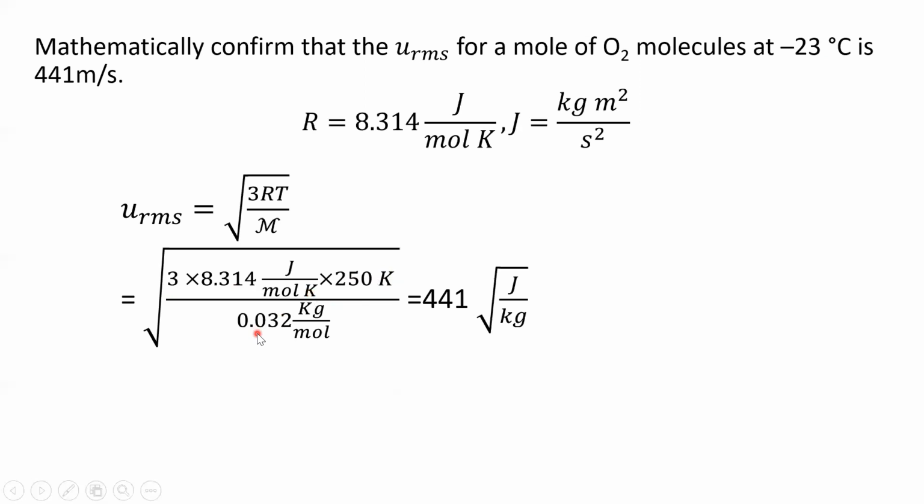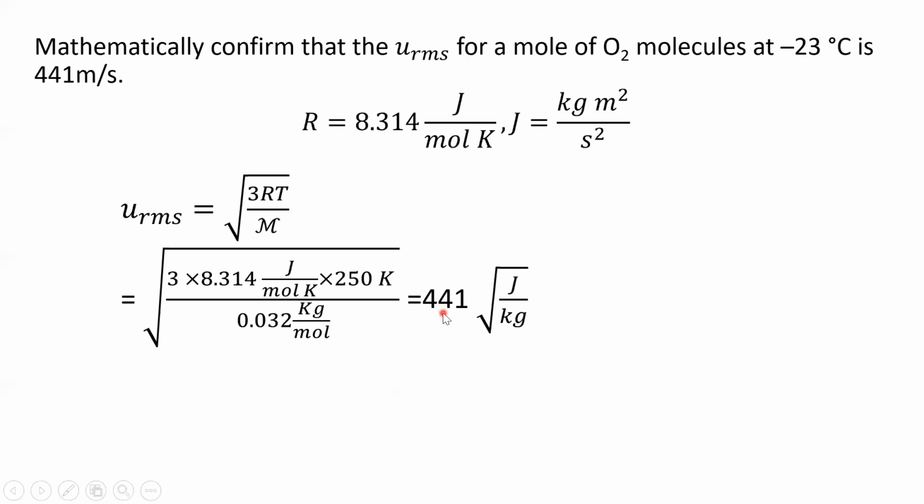Since it's oxygen, it's 32 grams per mole, but we want it in kilograms per mole. So we're going to divide that value by 1,000. Okay, this is an important thing. You might want to put a little star next to it because it's very unusual for us to use molar masses in terms of kilograms per mole. And I'm going to show you why that's important in a second. So we'll take 3 times 8.314 times 250 divided by 0.032, and we get 441.